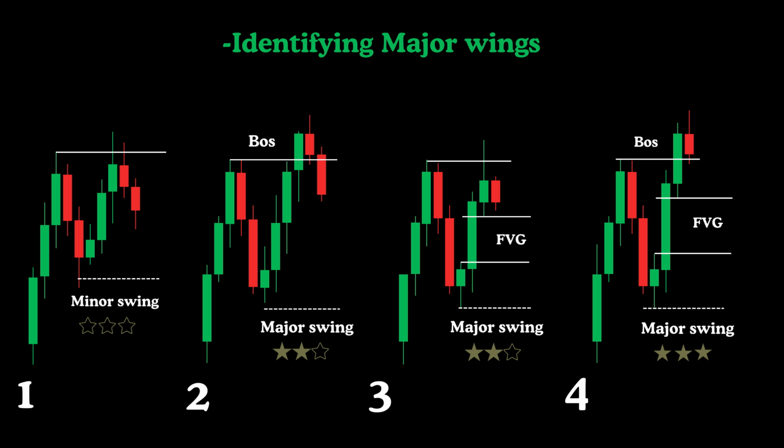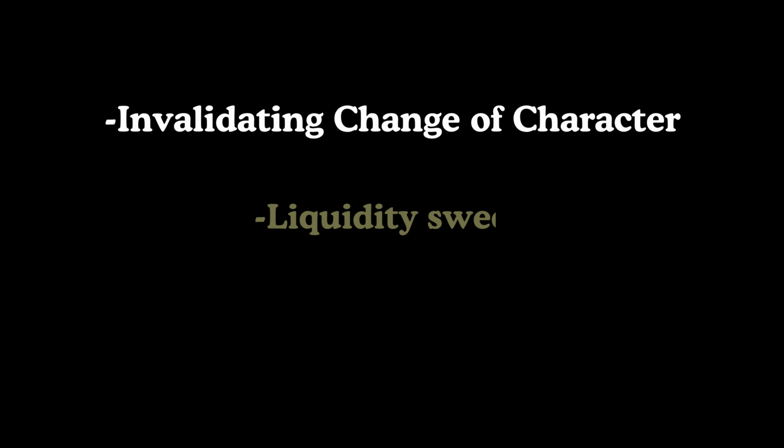Up to this point, we have covered how to identify major swings and valid changes of character. I want to mention that there are 2 exceptional situations that make a change of character invalid. These 2 cases are liquidity sweep and fair value gap mitigation concepts. This might seem complex at first, but it will become clear shortly. Here we have a major swing low that initiated this breakout. Breaking below this level indicates a valid change of character.